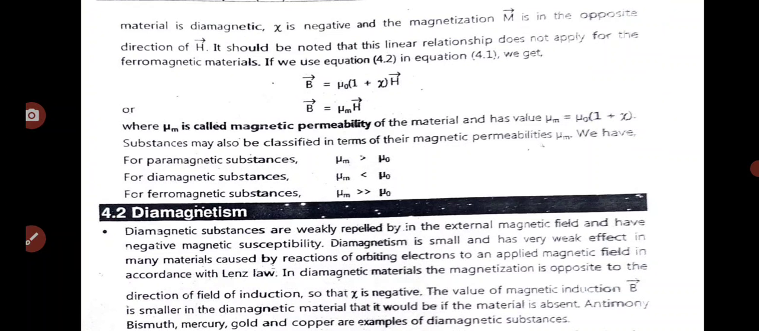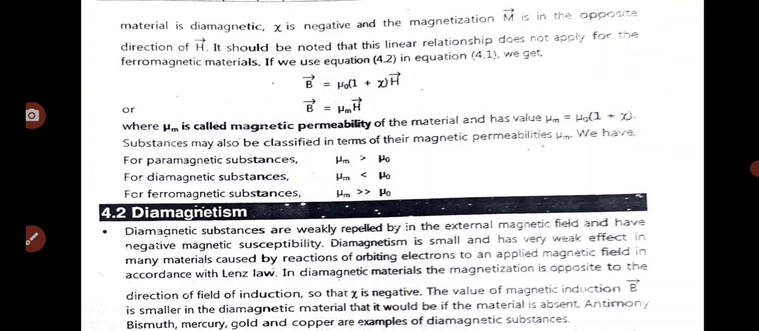The magnetic field induction is equal to mu naught times 1 plus chi times H bar, and mu naught times 1 plus chi is called mu m, the magnetic permeability. So mu m is equal to mu naught times 1 plus chi. Substances may also be classified in terms of the magnetic permeability mu m.